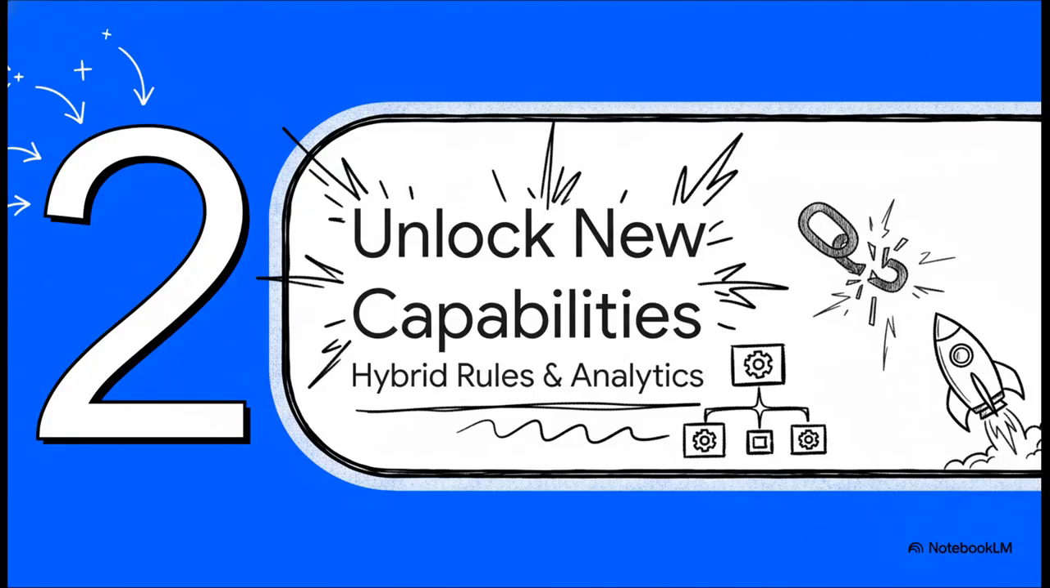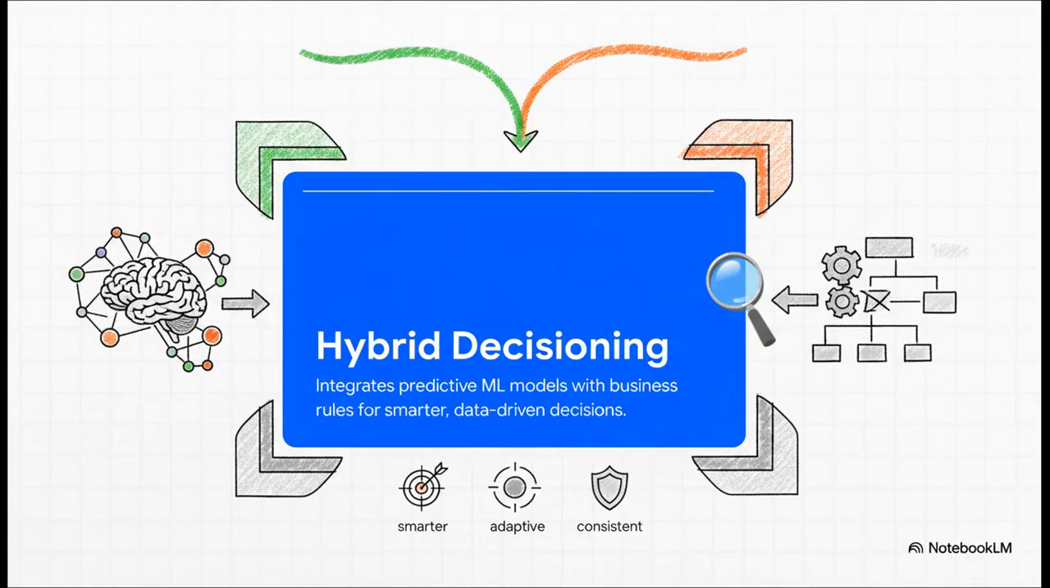So now that we have that solid, modern foundation, we can get to the fun part. Let's move on to Section 2, unlocking a whole new set of capabilities that were just not possible in version 8. The main event here is something called hybrid decisioning. So what in the world is it? Well, to put it simply, it's the power to mix predictive insights from your machine learning models directly with the business rules you already have. This means your decisions aren't just consistent anymore, they're also smarter and can adapt as your data changes.